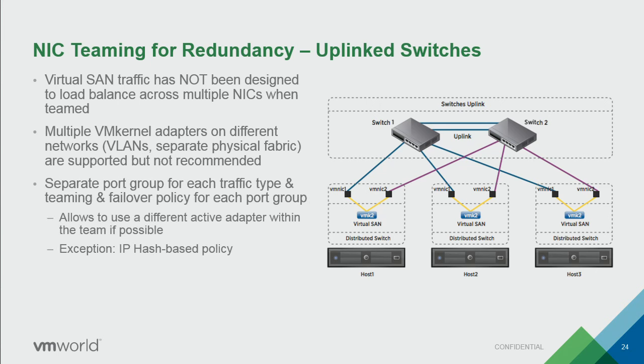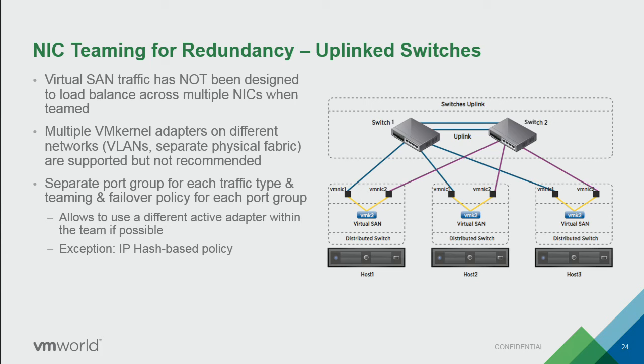So that's not recommended. Instead, you want to have a separate port group for each different traffic type, and then you do Network I/O Control on those different port groups, right? So for example, you can assign different traffic types to different uplinks, so you can go A, go B, and do the distribution that way, right? So that's what we recommend.